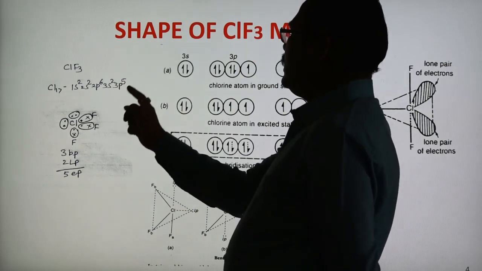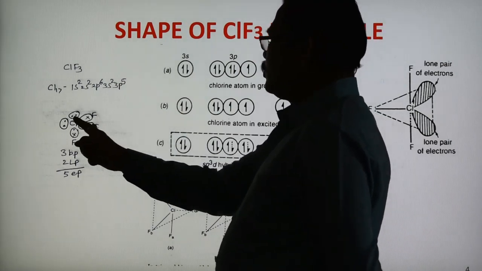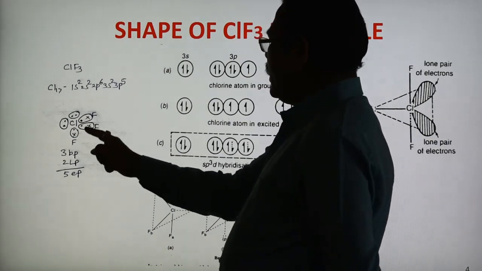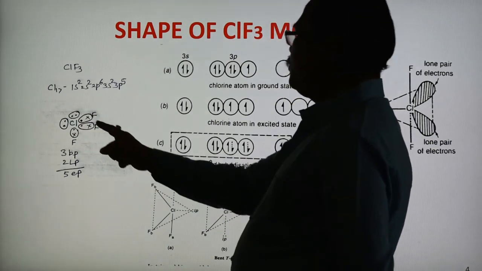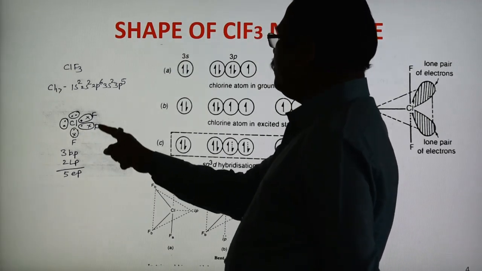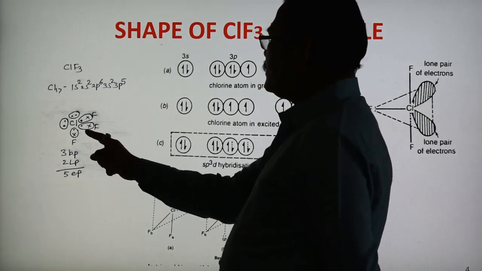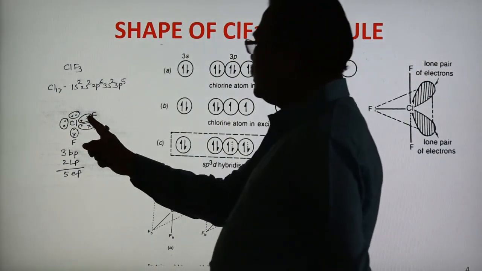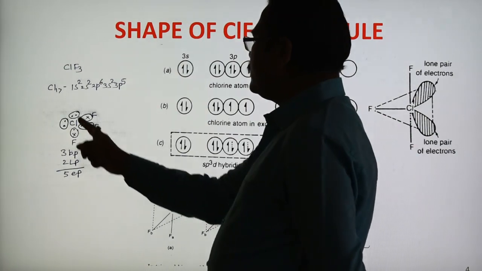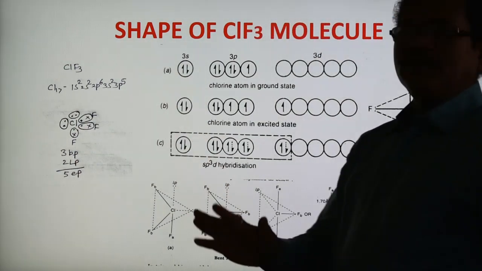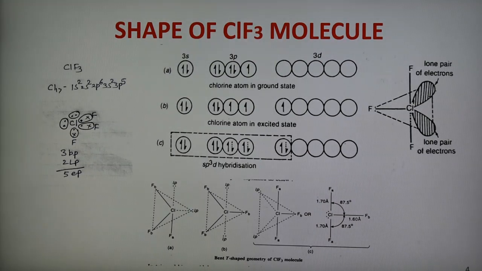So these are the 7 electrons present in the valence shell, shown by dots 1, 2, 3, 4, 5, 6, 7. Out of 7 electrons, 3 electrons take part in sharing with the electrons of fluorine, forming 3 bond pairs, and the remaining electrons are lone pairs. So here 3 are the bond pairs and 2 are the lone pairs. The total number of electron pairs is 5.